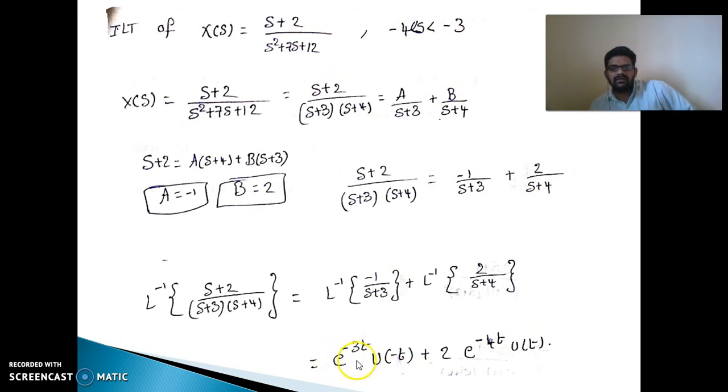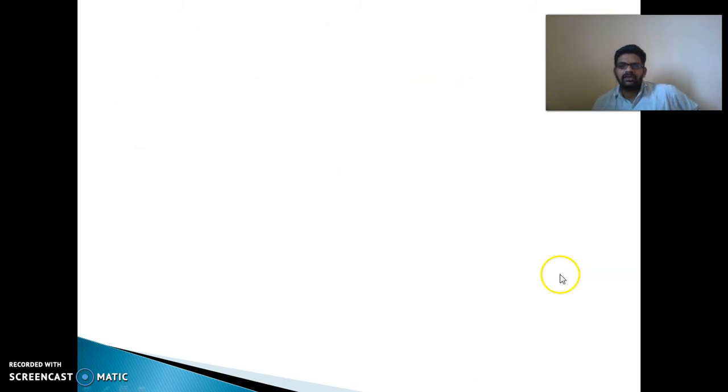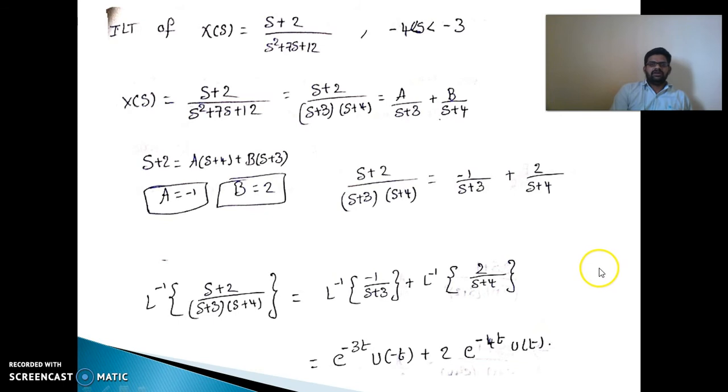So e power minus 3t u of minus t. Here the minus sign is there; if the minus sign is not there, then you have to put minus e power minus 3t u of minus t. Then 2 into e power minus 4t u of t. Like that you can solve the function by taking the ROC into account. This is the ROC given.